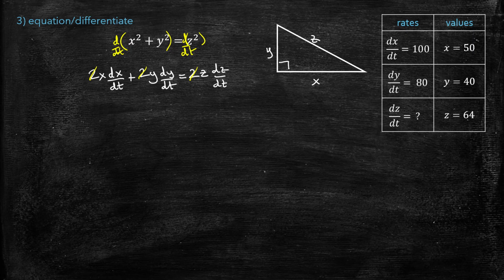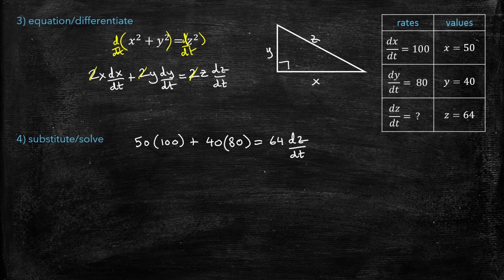And now, rather than isolate dz by dt, even though that's what we want, it's easier just to substitute in and then solve. Probably likely to make fewer mistakes this way. So x times dx by dt. At this moment, x is 50 times Robin's speed, which is 100, plus y dy by dt. So that's 40 times Batman's speed, which is 80, and that has to equal z times dz by dt, where z is 64, and that's what we want to solve for, dz by dt.